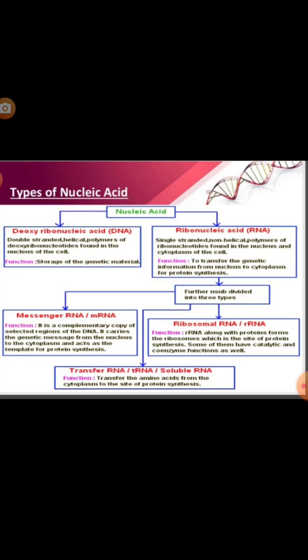tRNA is known as transfer RNA. Its main function is to transfer the amino acid from the cytoplasm to the site of protein synthesis. As we all know, proteins are made up of amino acids, so tRNA helps in the proper binding of amino acids with the help of peptide bonds in a proper chain for the proper synthesis of protein within the cytoplasm.